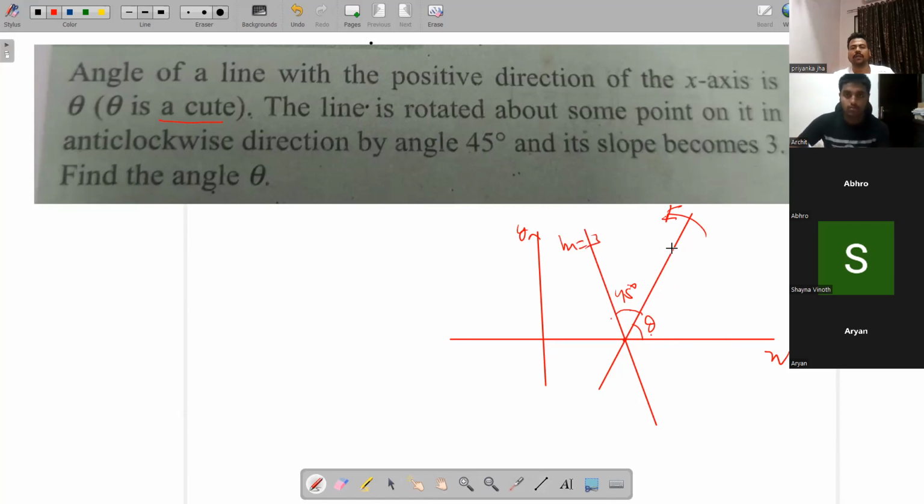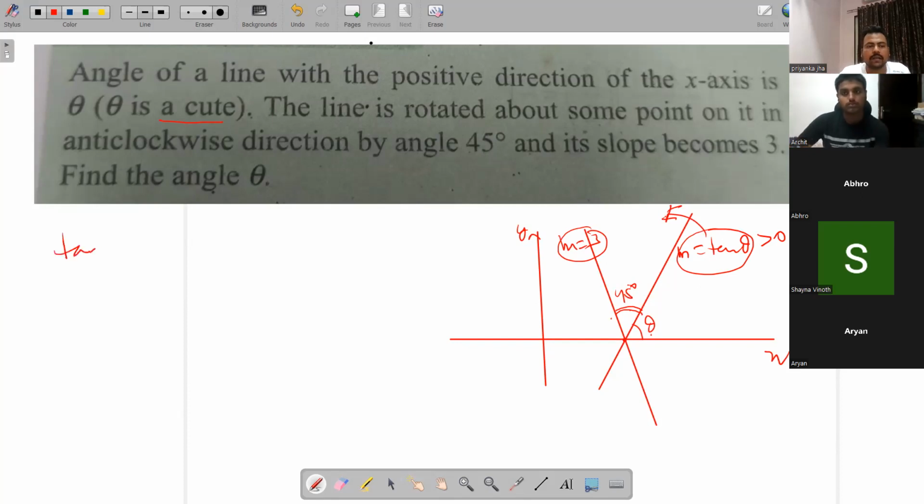You have to find the angle of the line with positive direction, theta. The line is rotated about some point on it in anti-clockwise direction. So what is the slope of this line? That is tan theta, and it is positive. Understood? Now we have the slope for this line, we have the slope for this line, and we have the angle between these two lines as well. And we know that this angle is acute.